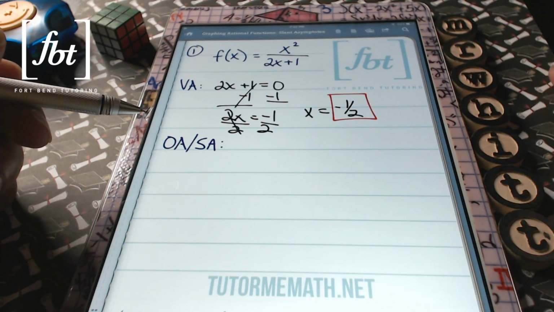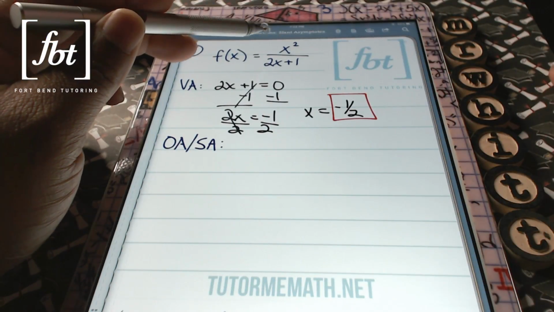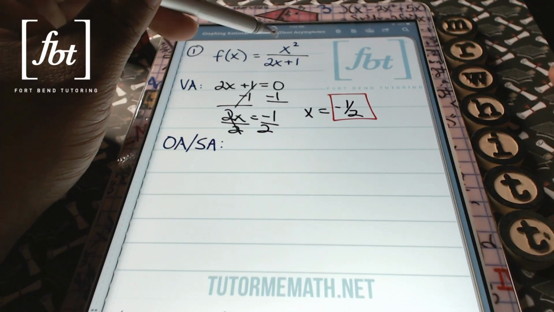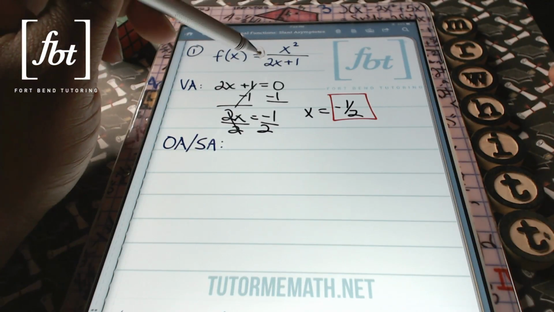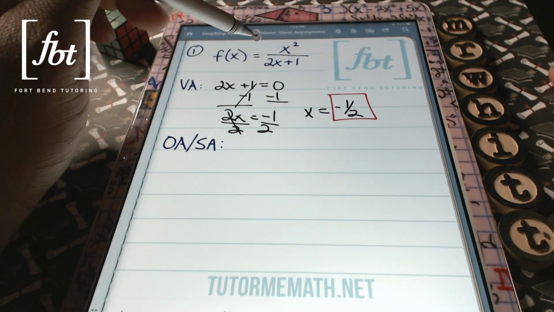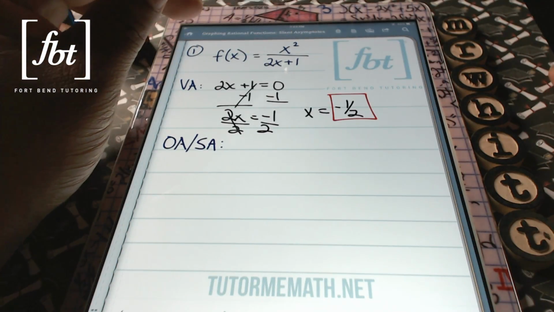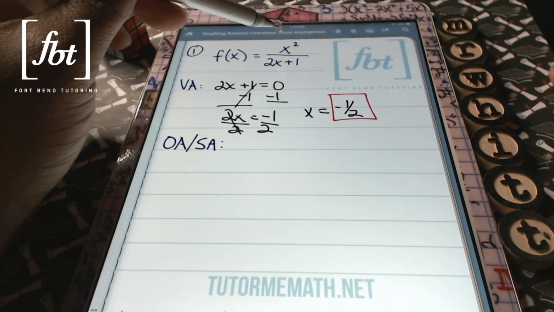On to identifying the oblique/slant asymptote. Because the degree of the numerator is 1 more than that of the denominator, in other words, our numerator's degree is 2 because our variable's exponent is to the 2nd power, and the degree of the denominator is 1 because our term 2x has the variable x to the 1st power. What you want to recognize is that these exponents on the variable x have a difference of 1. Anytime they have a difference of 1 when you're dealing with a rational function, you will most likely end up with a slant asymptote.